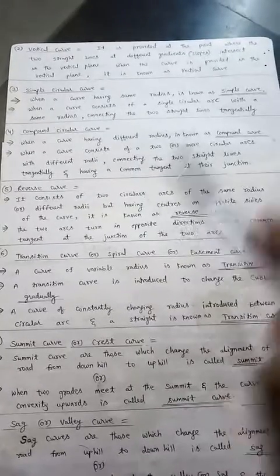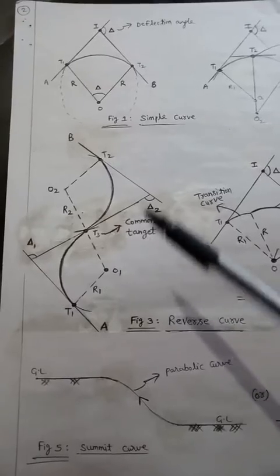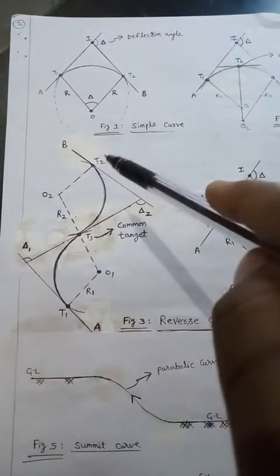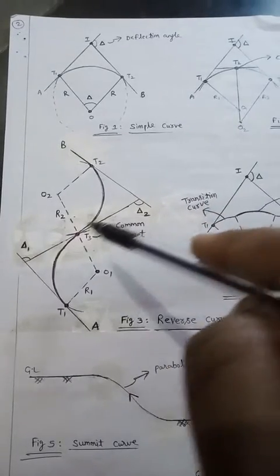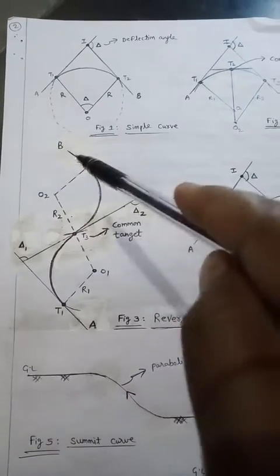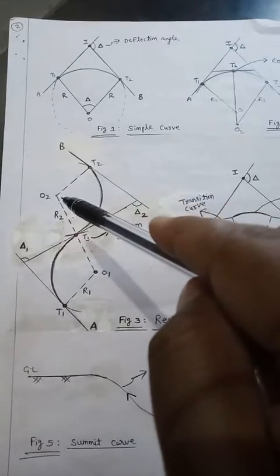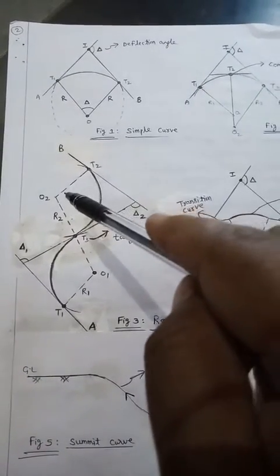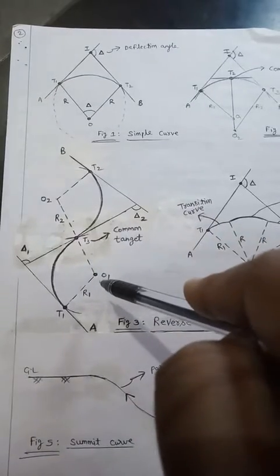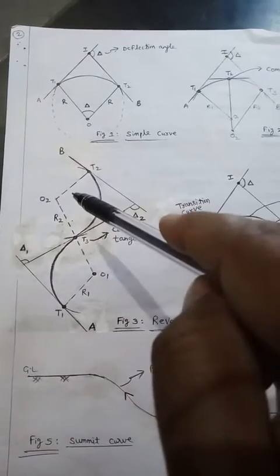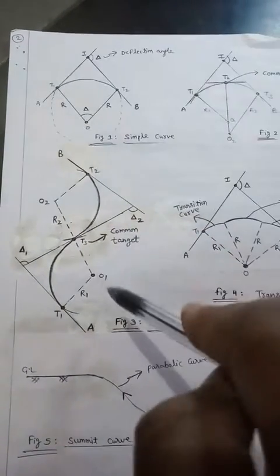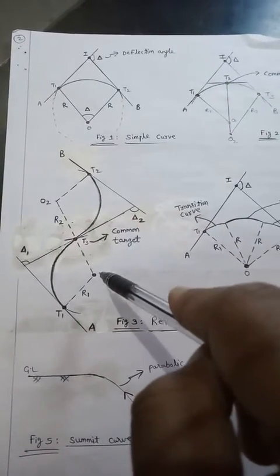I will show in figure. So this figure is reverse curve. It consists of two circular arcs. So this is the one arc, this is the another arc of same radius, or different radii but having centers. This is the one center, this is the other center. Centers are on opposite sides of the curve. It is known as reverse curve.